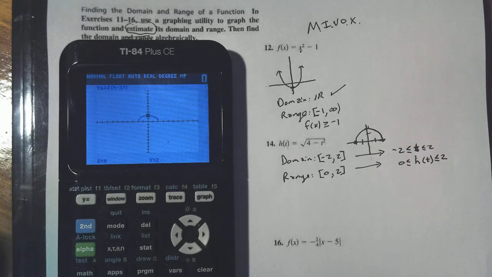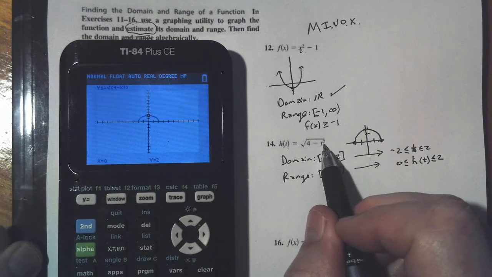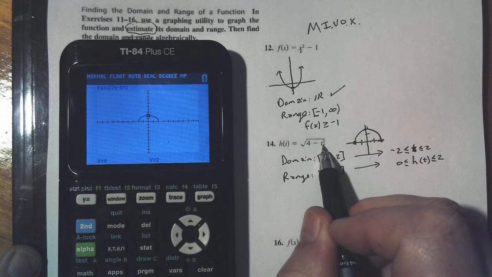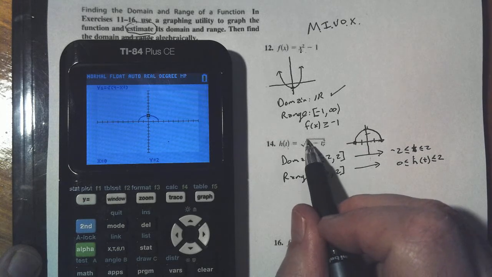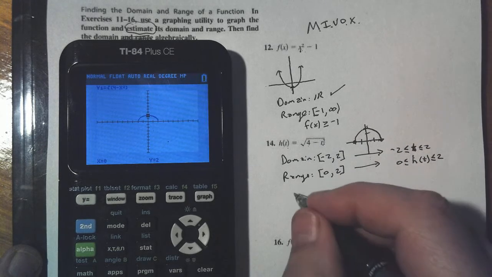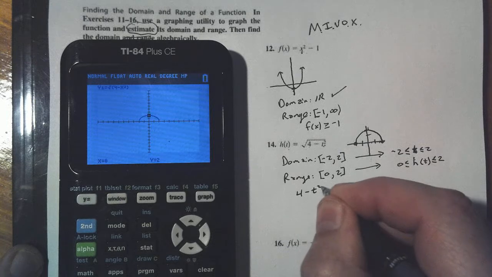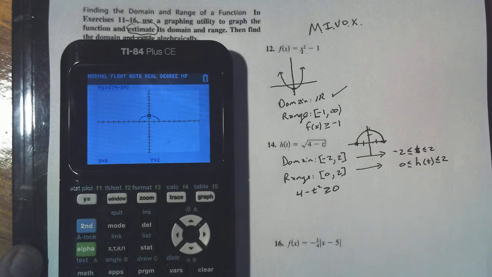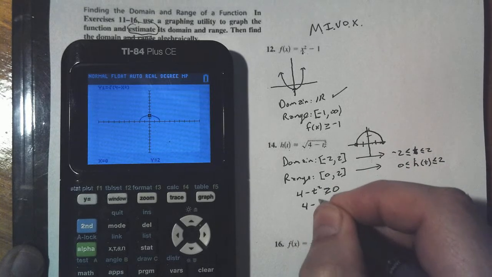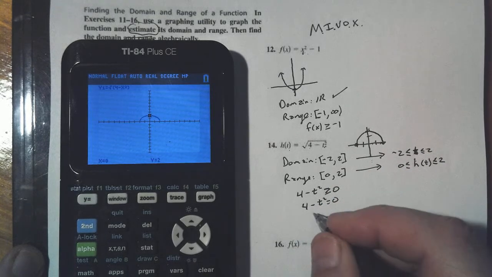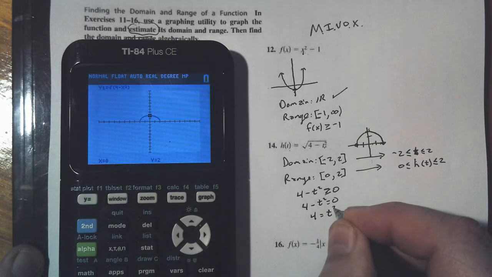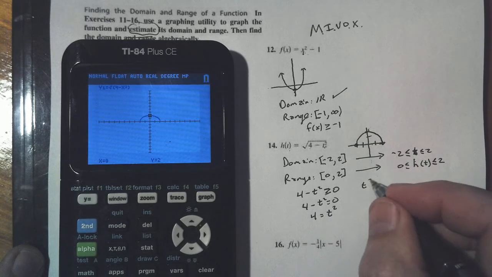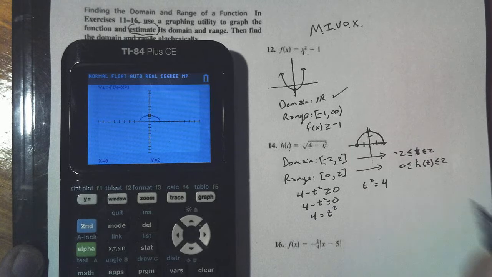Okay, so algebraically, can I square any number I want? Yes. Can I subtract any number I want from 4? Yes. Can I take the square root of any number? No. 4 minus t squared has to be at least 0. So let's see when it is 0. 4 minus t squared equals 0. That's 4 equals t squared, or t squared equals 4.